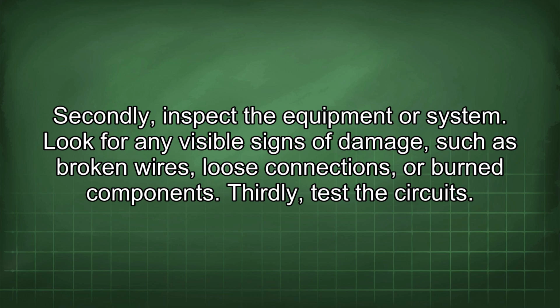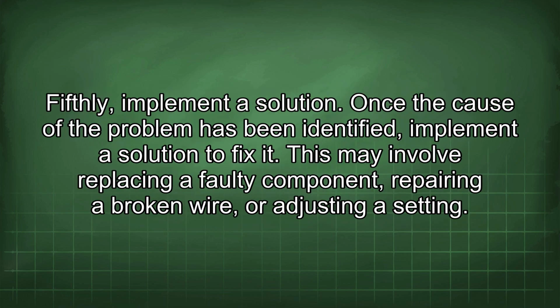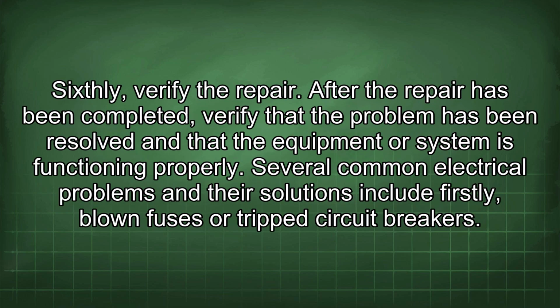Thirdly, test the circuits. Use a multimeter or other test equipment to measure voltage, current, and resistance at various points in the circuit to identify any anomalies. Fourthly, analyze the data. Use the data collected to identify the most likely cause of the problem. Fifthly, implement a solution. Once the cause of the problem has been identified, implement a solution to fix it. This may involve replacing a faulty component, repairing a broken wire, or adjusting a setting. Sixthly, verify the repair. After the repair has been completed, verify that the problem has been resolved and that the equipment or system is functioning properly.